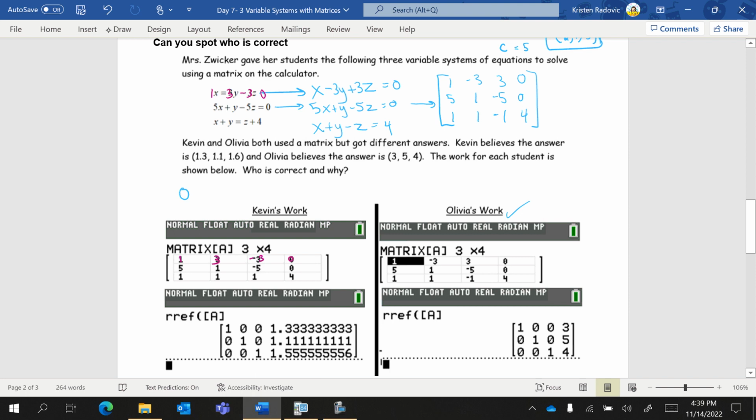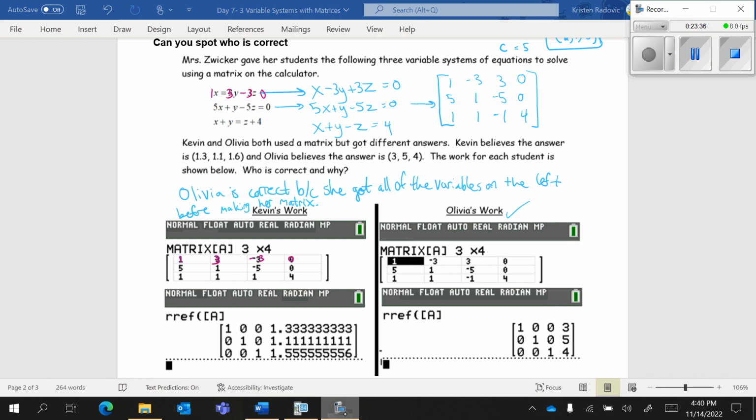So Olivia is correct because she got all of the variables on the left before making her matrix. There we go.